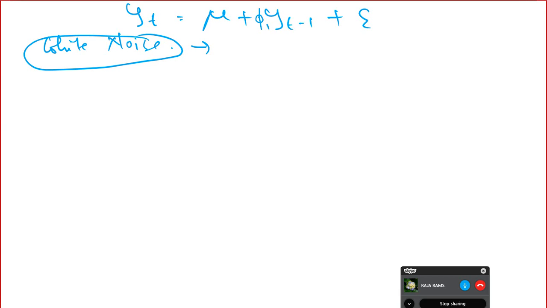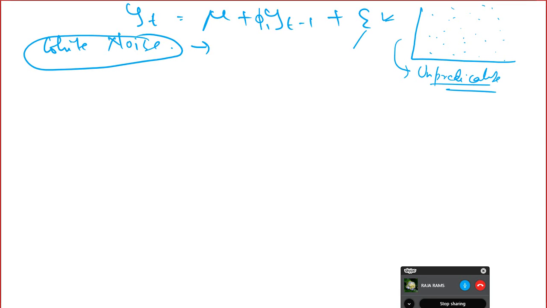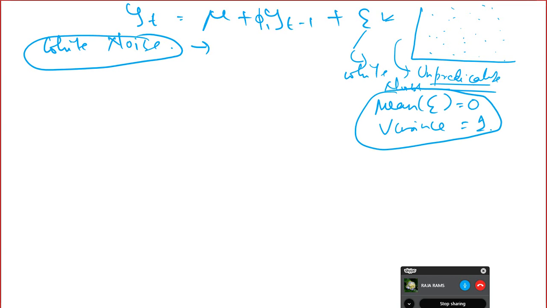All right. So white noise is a case where the data is completely random. It's totally unpredictable. One of the conditions for the error term here is that it's white noise. So the mean of the error term is 0 and the variance is 1. So it's strictly white noise. All right, so this is the functional form of the AR model.